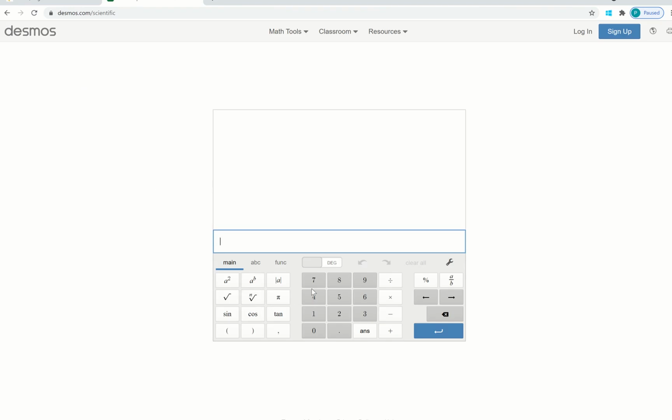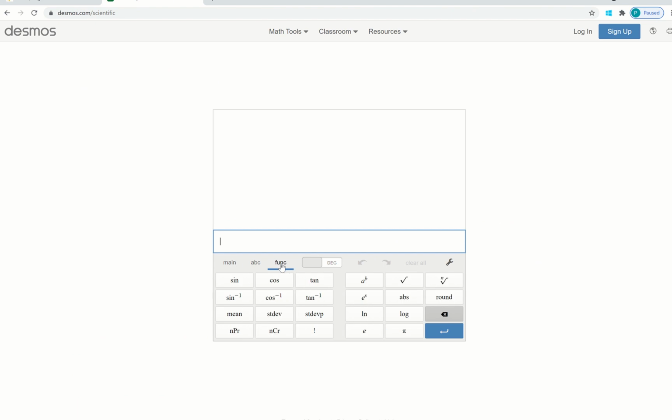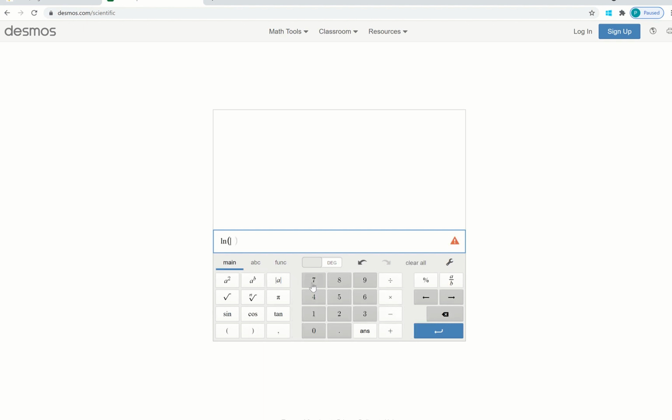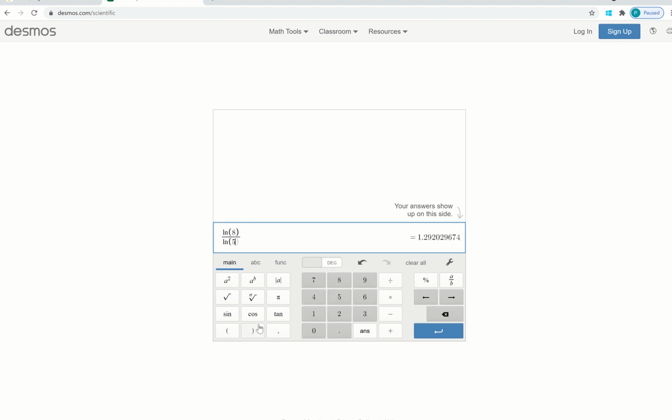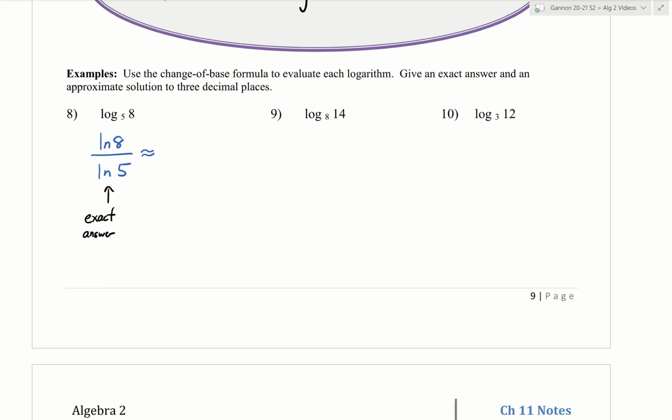All right, so if we were to pull that up and we were going to do natural log. To get there, we got to go to function. And you'll look here, there's 2 options. There's ln, natural log, and there's log, which is common log. So I'm going to do ln of 8, and we are going to divide that by ln of 5. Plug that in the calculator and we get approximately 1.292 to 3 decimal places. So we get approximately 1.292.